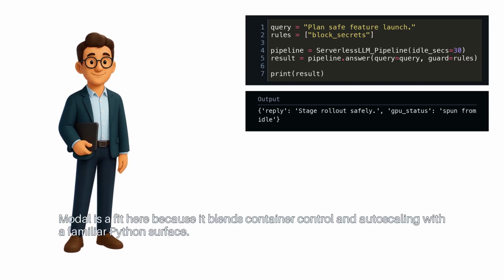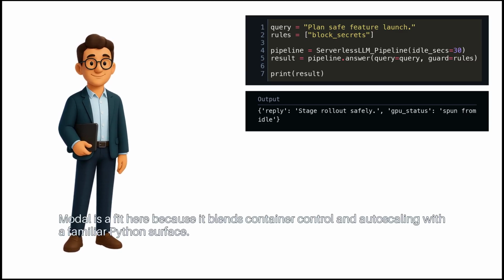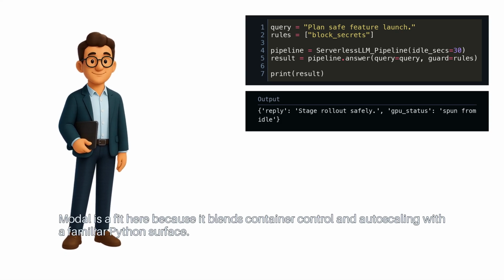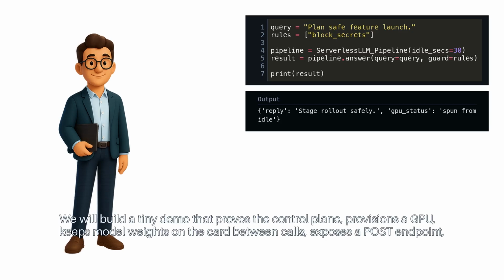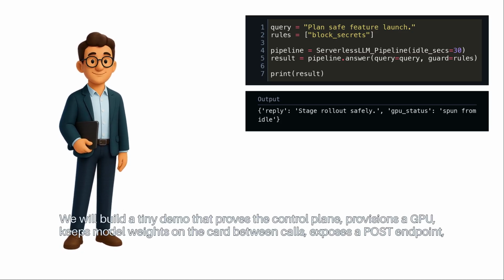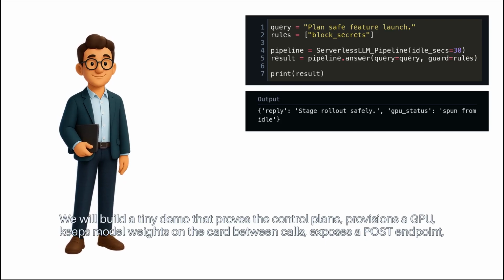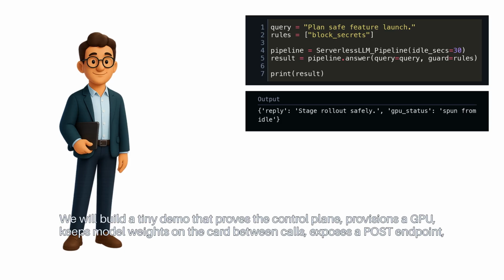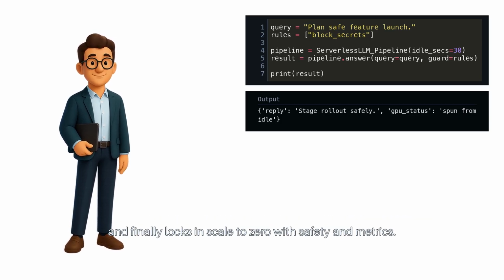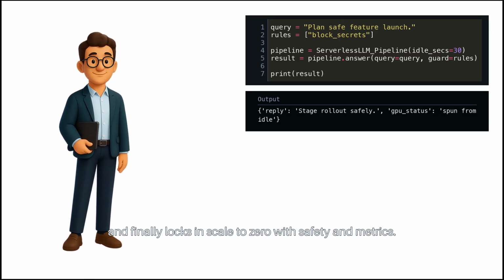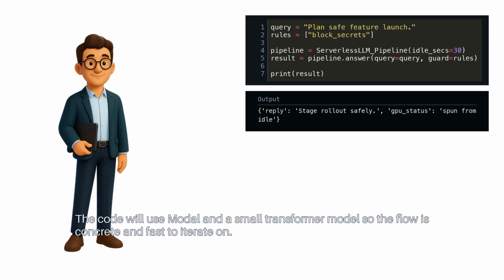Modal is a fit here because it blends container control and autoscaling with a familiar Python surface. We will build a tiny demo that proves the control plane, provisions a GPU, keeps model weights on the card between calls, exposes a POST endpoint, and finally locks in scale to 0 with safety and metrics. The code will use Modal and a small transformer model, so the flow is concrete and fast to iterate on.